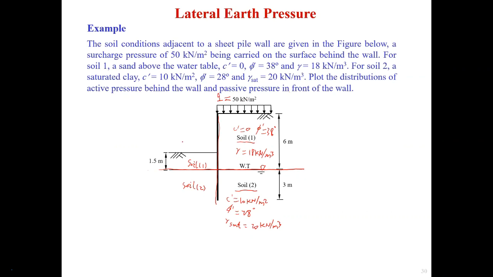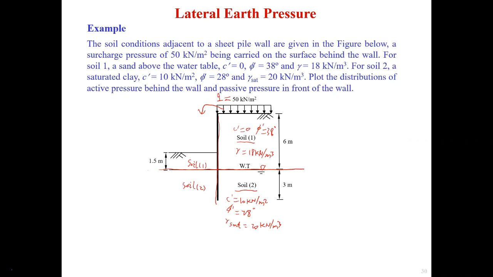So which one is the passive case and which one is the active case? Obviously, if you apply some surcharge or account for the self-weight of soil, there's a tendency for the wall to move or rotate leftward. So in this case, the right-hand side, will that be active case or passive case? Active, yeah, active case. The left-hand side will be the passive case because you're trying to compress the soil. And the right-hand side, the soil will have the extension force, so that's the active case.